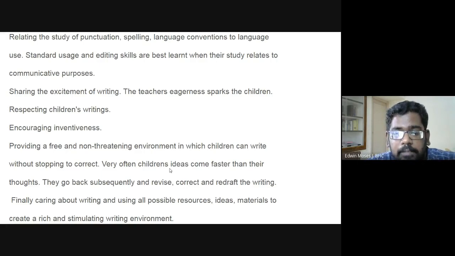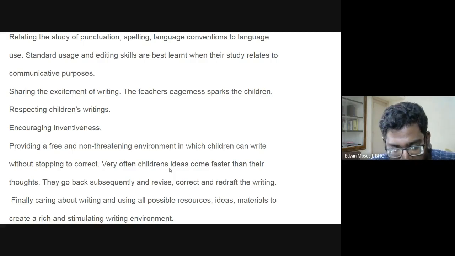They should have the thirst for learning. Teachers are lifelong learners. If you have to be effective in your teaching, you have to learn every day. Keep in mind, encouraging inventiveness means providing a free and non-threatening environment in which children can write. The children should feel safe and secure.